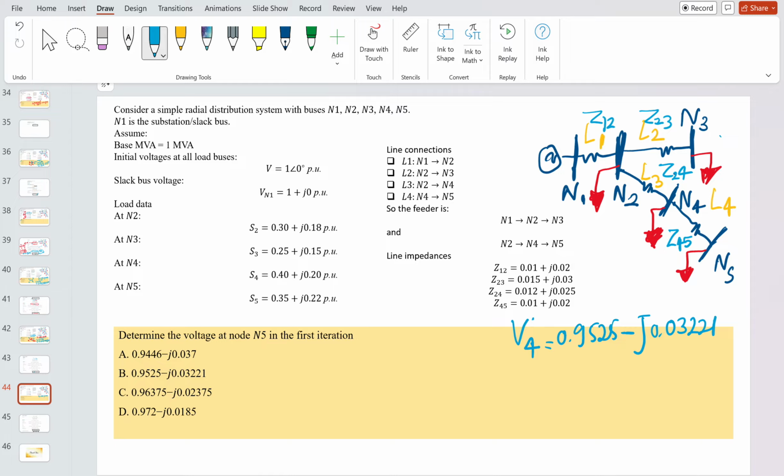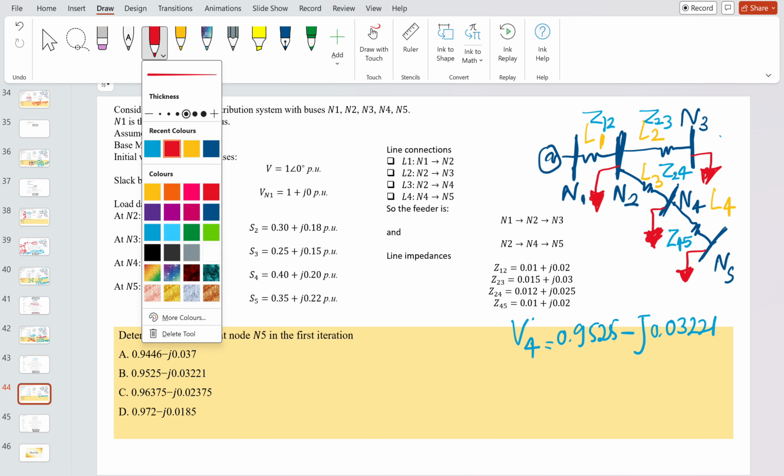Okay, option A. Just wait for a few more seconds. After that, I will give the solution. Okay, let me give the solution here. So this is a simple problem now.